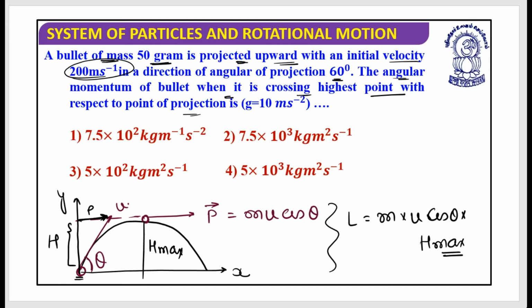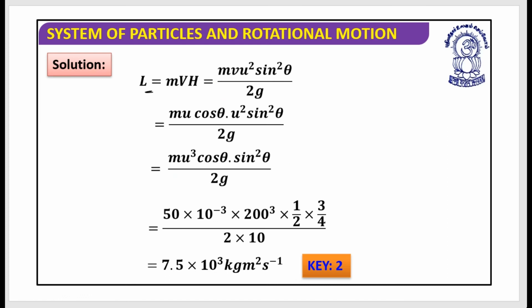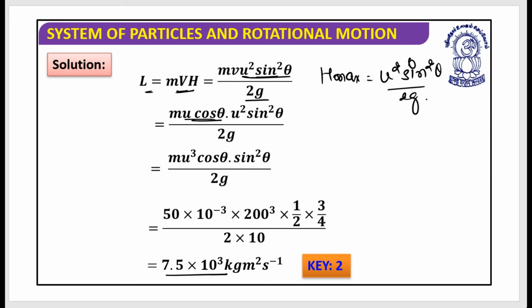So let's have a look. I have done the same thing and written it over here. The angular momentum would be equal to m into v into h, and if I replace the value of h max, that was equal to u square sine square theta divided by 2g. This v has been replaced by u cos theta, and if I put up the value and get the answer, it's 7.5 into 10 to the power 3. Yes, take your time, do it on a calculation basis. I hope this can be done.